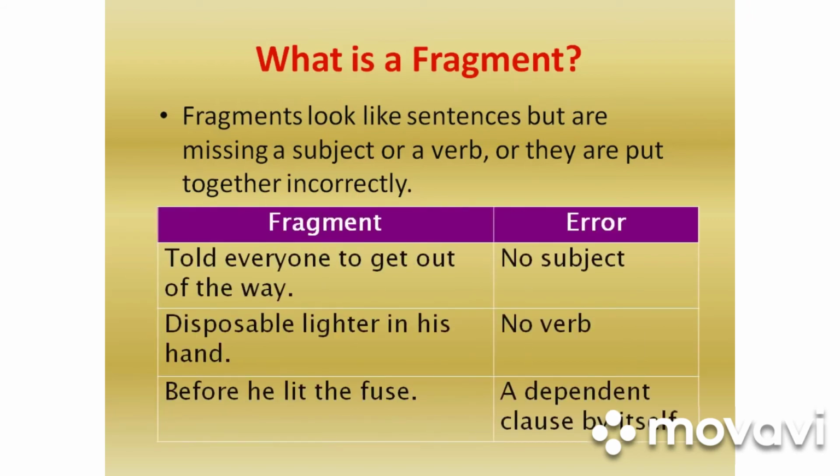Similarly, let's look at a fragment. "Told everyone to get out of the way." Here there is no subject. "Disposable lighter in his hand." There is no verb. "Before he lit the fuse." This is a dependent clause by itself, right? We are using "before" in "before he lit the fuse", so a dependent clause shows that.